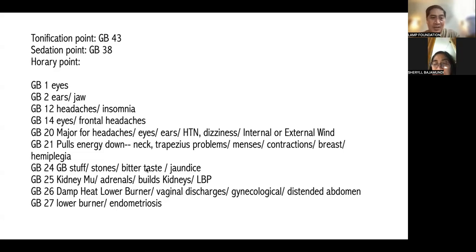And there will be bitter taste, jaundice. GB25. I'm sorry. We were talking about GB25 as the front viewpoint of the gallbladder, no? And also for the adrenals, okay? Yung masyadong stress. Alam niyo ba yung adrenals are just located on top of both kidneys. So there are two adrenals, one adrenal on each kidney.